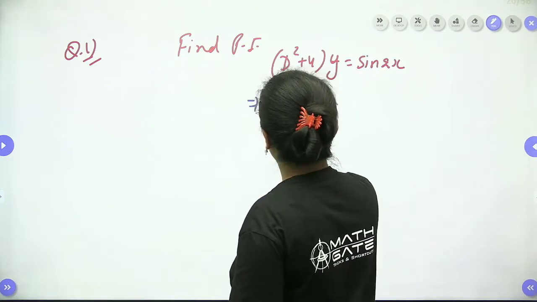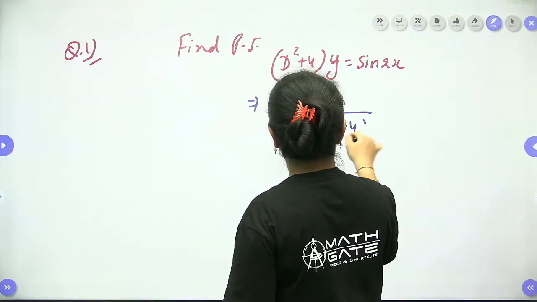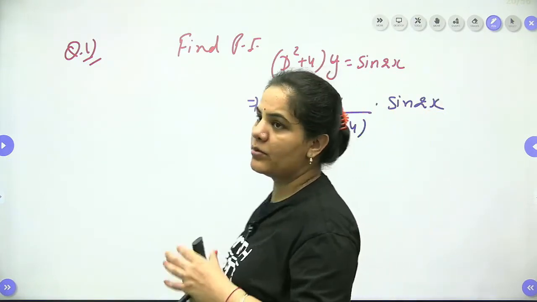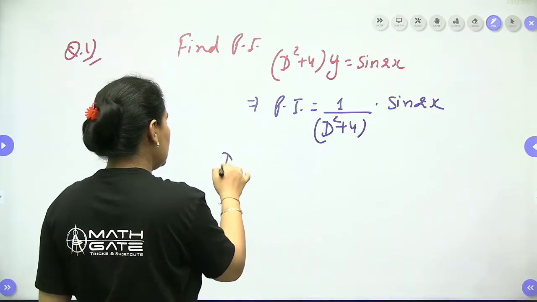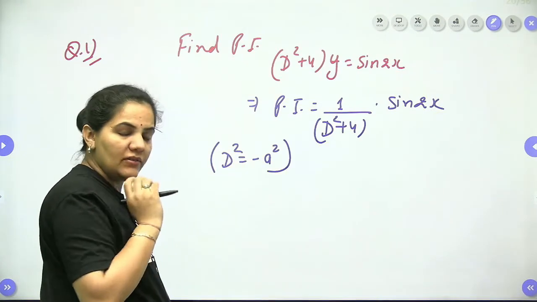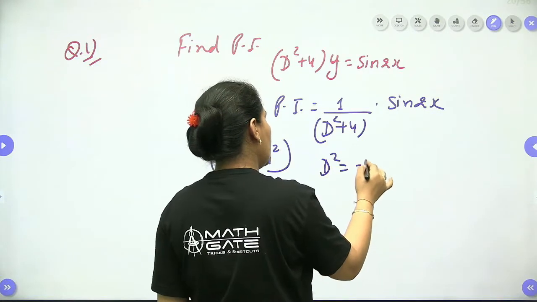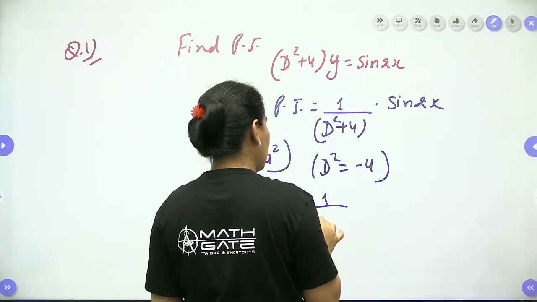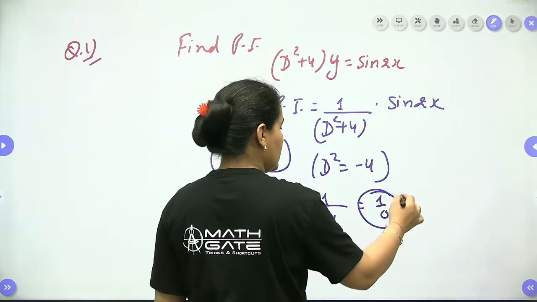So PI will be 1 by D square plus 4 into sine of 2x only. When we approach it, 1 by D square plus 4 into sine of 2x, here we have to replace D square by minus a square. So when we put D square as minus 4, it will be minus 4 plus 4, which is equal to 0 only. So it's not possible.